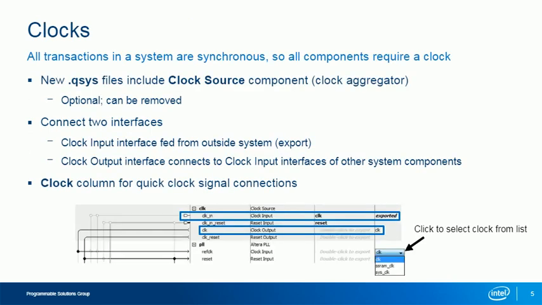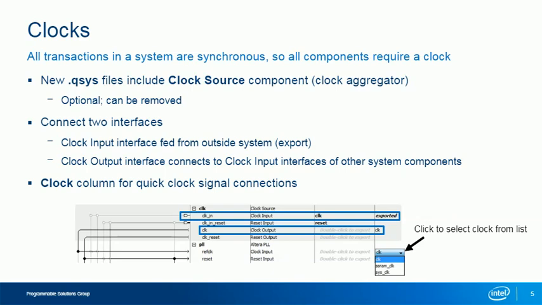As mentioned earlier, all components include at least one clock interface because all transactions between components are synchronous. To simplify the process of setting up clocks for all components in the system, you can use a clock source component. All new .qsys files include a clock source component. However, you can remove the component if you don't want to use it.